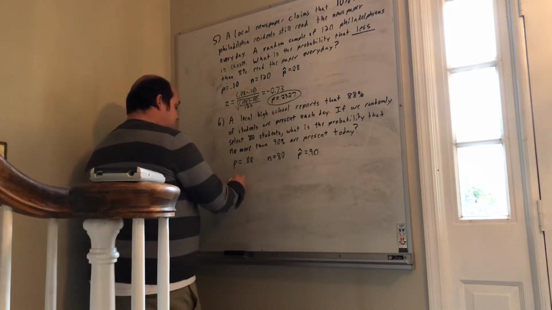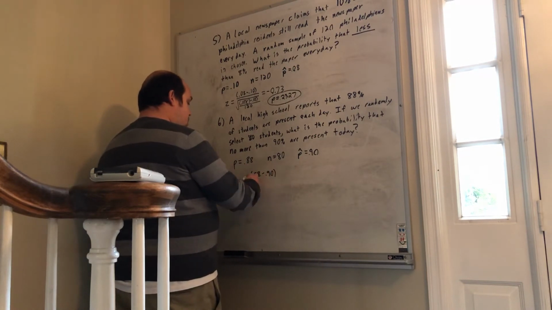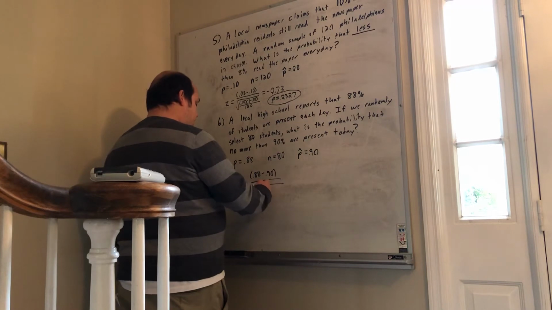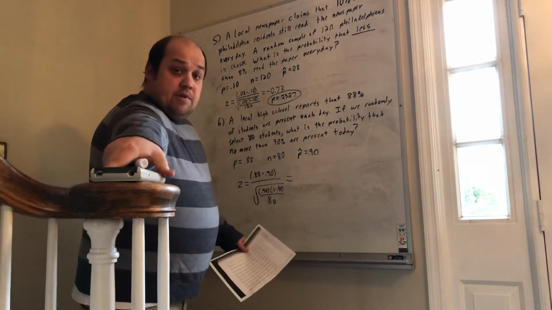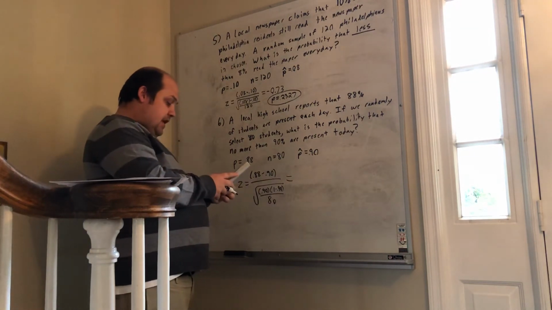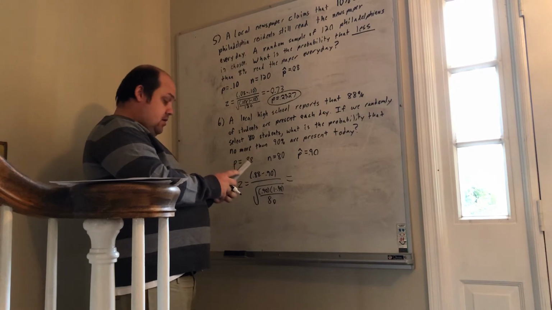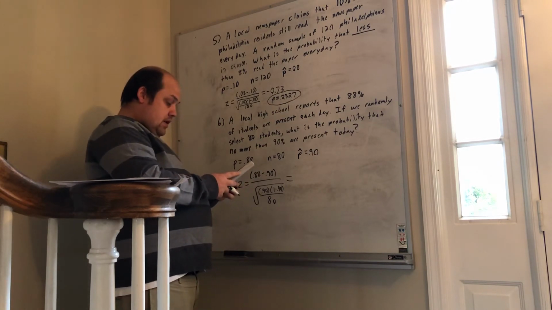So I set up the z-score. Z equals 0.88 minus 0.90 over the root of 0.90, 1 minus 0.90 divided by 80. Again, I'm going to use my calculator first. I'm going to set up parentheses 0.88 minus 0.90 divided by parentheses, and then make sure that under the root I have an extra parentheses, 0.90 times 1 minus 0.90.